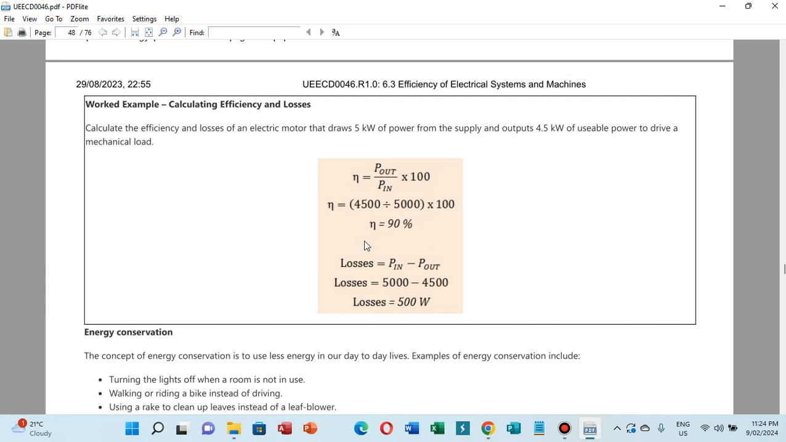So this is an example you can also read through. This motor draws 5 kilowatts of power and the output is 4.5 kilowatts. In this case, we can calculate the efficiency. Output is 4.5, input is 5, so 4.5 divided by 5, multiplied by 100, gives an efficiency of 90%. Losses are input minus output. Input is 5,000 watts, output is 4,500 watts, so losses are 500 watts.